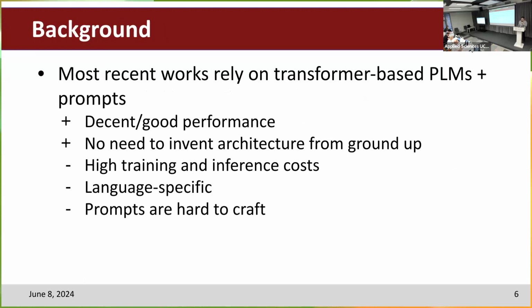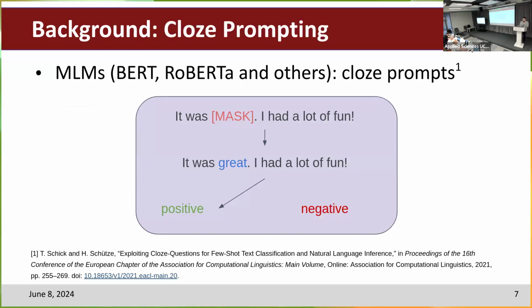Most recent modern works on few-shot text classification rely on transformer-based pre-trained language models like BERT or GPT, and use prompts, which are texts written in natural language containing either explicit instructions or examples that guide the model's behavior. For instance, in a case of masked language models, cloze prompting is used. So a target word is masked with a mask token, and the model predicts a word in its place, which is then assigned one of the predefined classes.